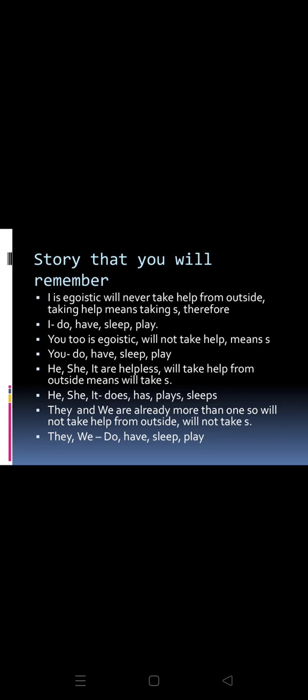They and we are already more than one, so they will not take help from outside, will not take S, because they are themselves enough for them. They and we do, have, sleep, play. They will not take help, they will not take S.